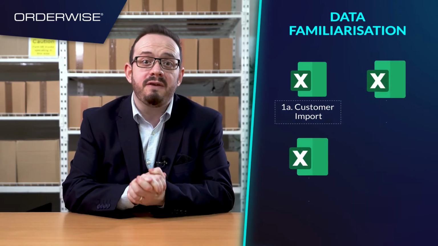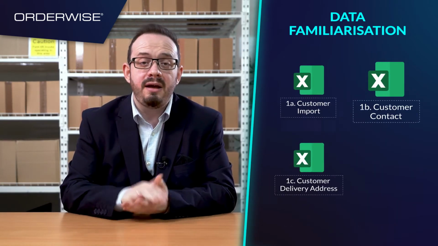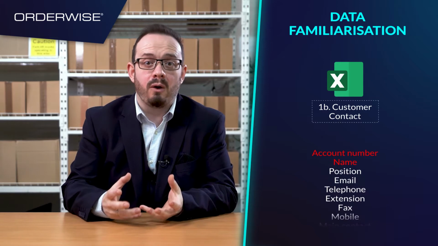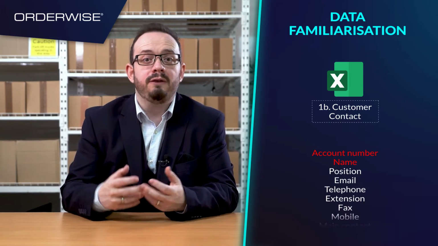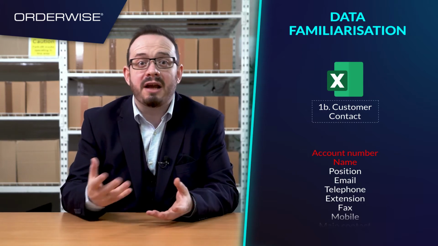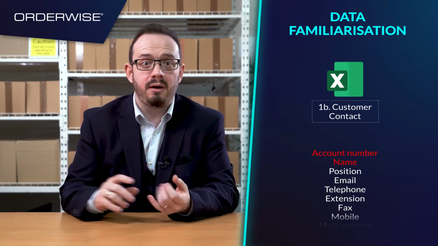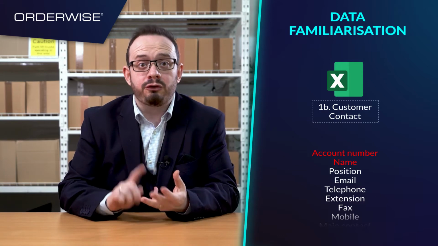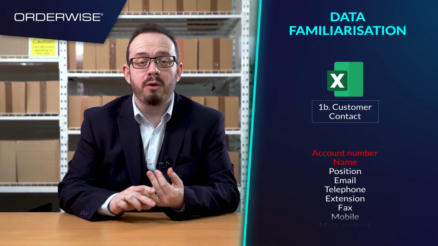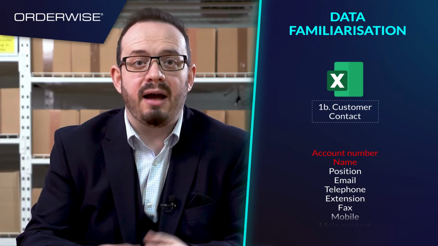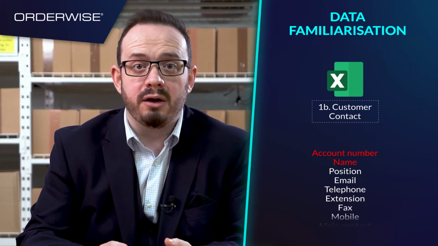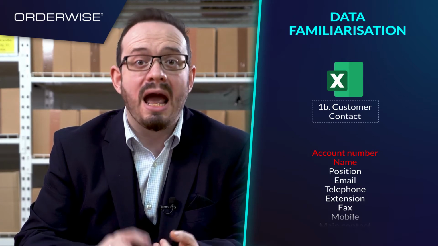Now let's take a look at the Customer Contact Import. This file lets you import multiple contacts against your account. For trade accounts, this lets you record departmental contacts such as their sales accounts and warehouse contacts. For consumer accounts, we'll still need to have this as a contact, but this will typically just be the customer's name, email address, and telephone number. At a minimum, all you're required to provide here is the account number to which they belong and their name.